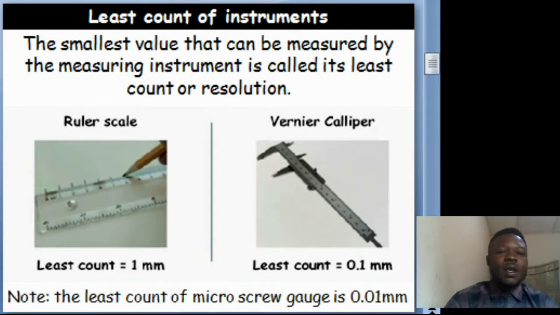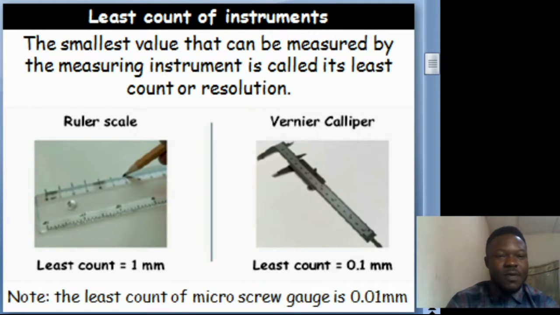Now, what do you mean by least count of an instrument? When we mean least count of an instrument, the smallest value that can be measured by that instrument is called the least count of that instrument. It's also known as the resolution. Now, if you look at your ruler, it is calibrated in millimeter. So you can see the smallest tiny measure, that is the tiny calibration you can measure with your ruler, it might be the thickness of a thick paper.